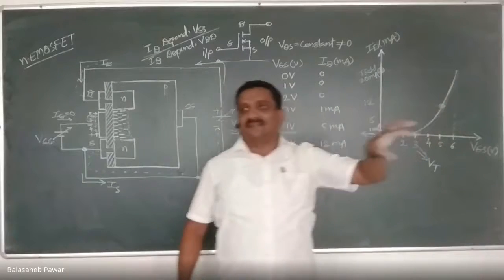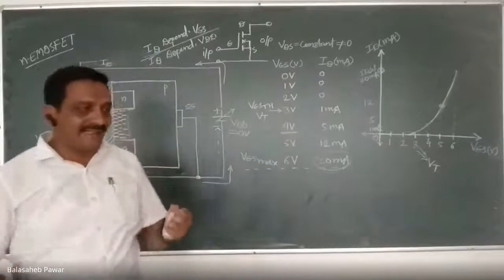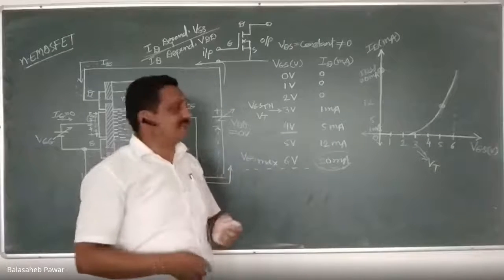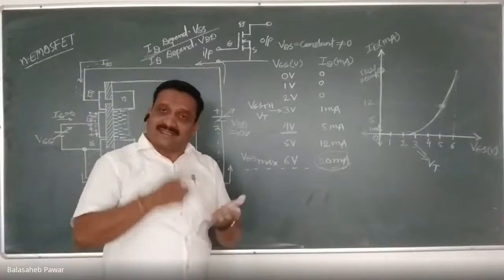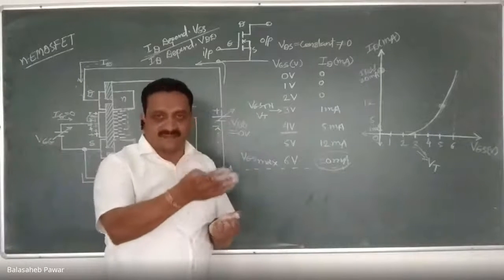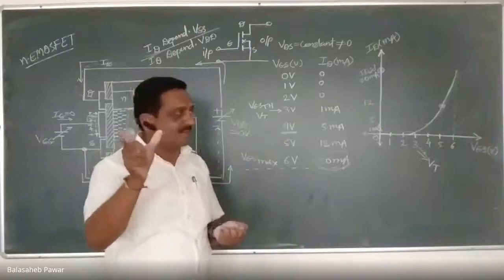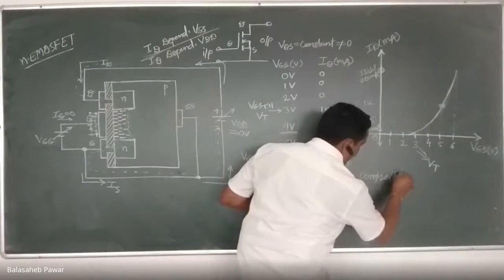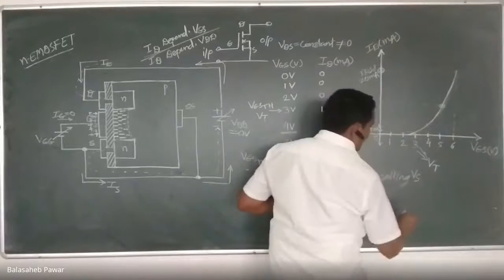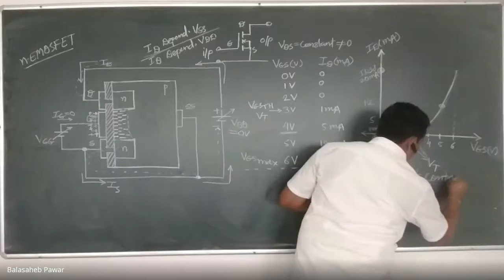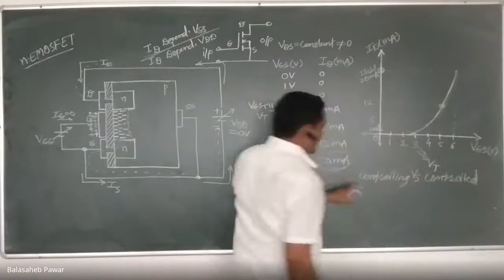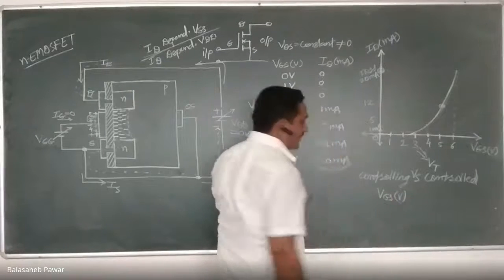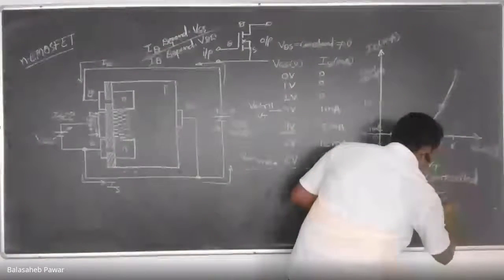That characteristic is in between controlling voltage and controlled current. Or in general, this characteristic is in between controlling parameter and controlled parameter. Controlling and controlled, remember the difference between these. Controlling versus controlled one. So what is controlling? In this case, the controlling parameter is input voltage, that is VGS in volt, and the controlled one is output current, that is ID in milliampere.